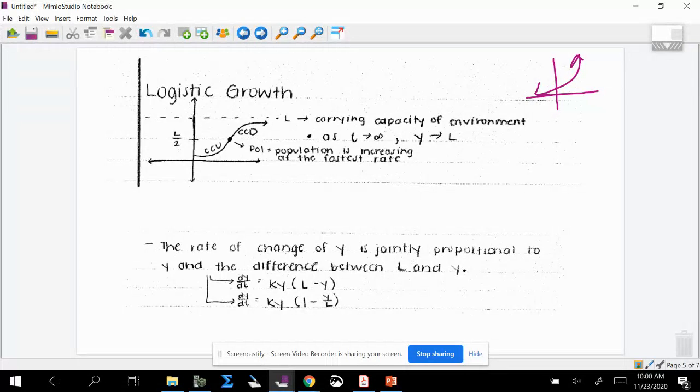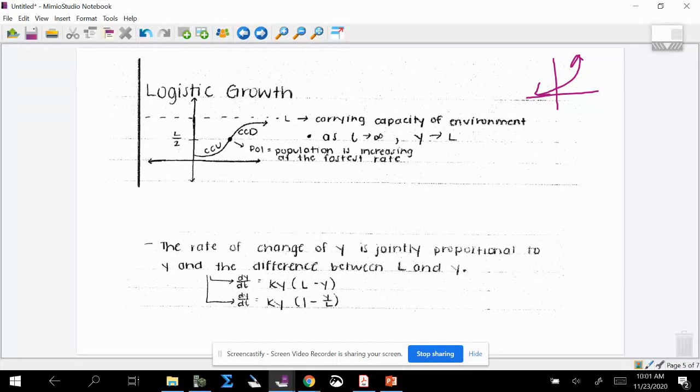So when we have this written as an equation, we say that the rate of change of y, and y is your population, a lot of times we use P as well for population, is jointly proportional to y and the difference between L and y. Thinking in terms of a rumor, the rate of change depends not only on how many people have heard the rumor, but how many people haven't heard the rumor. So that's where we get not only the amount of the population, but the difference between the carrying capacity and the amount of the population.